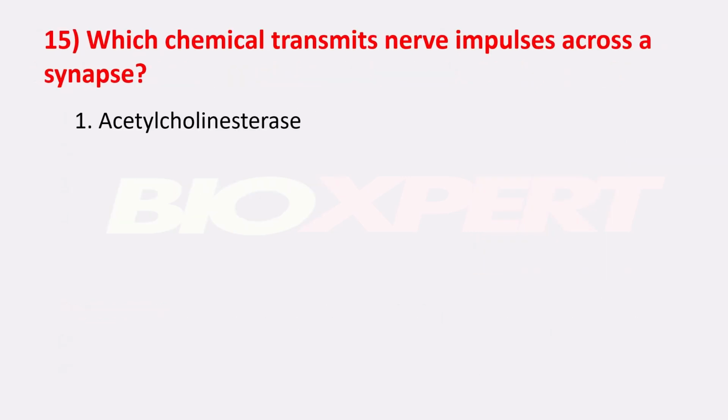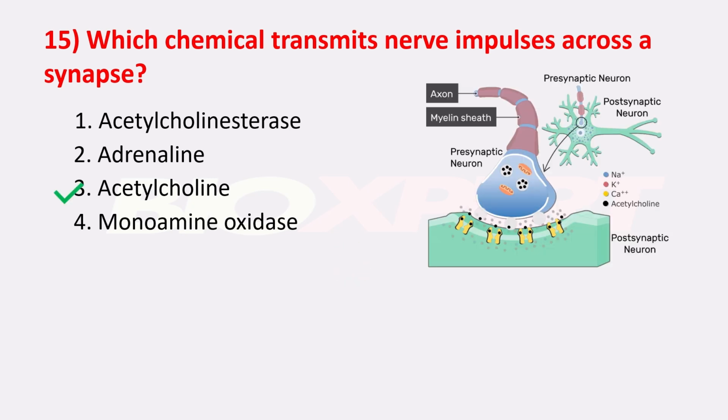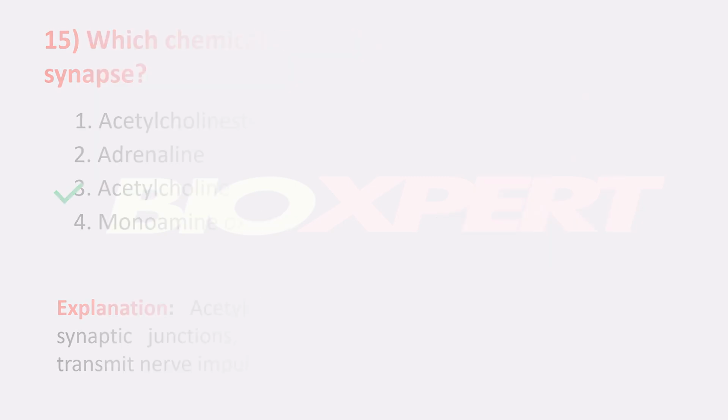Which chemical transmits nerve impulses across a synapse? Acetylcholine. Acetylcholine is a neurotransmitter released at synaptic junctions, especially at neuromuscular junctions, to transmit nerve impulses.